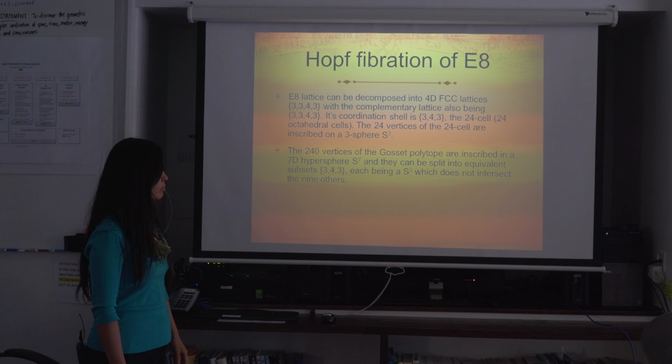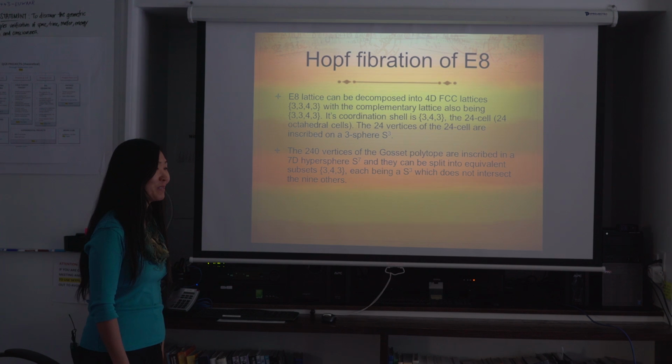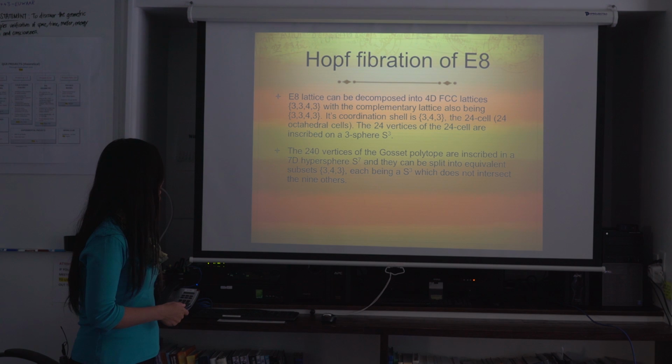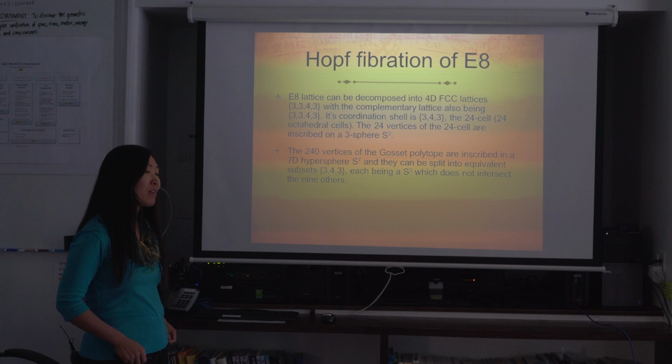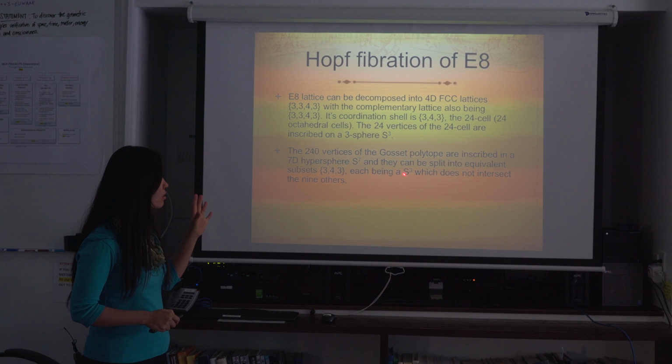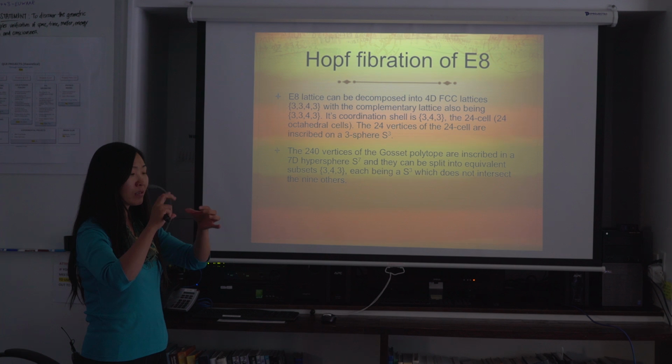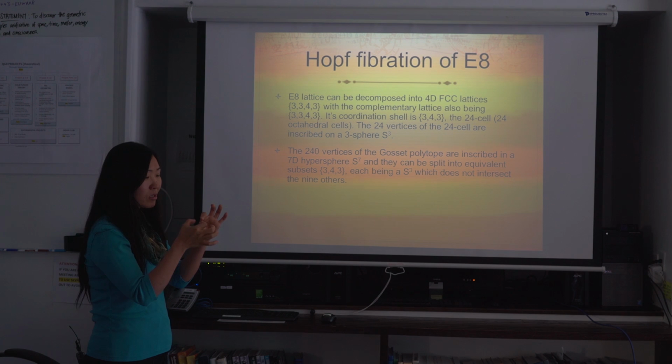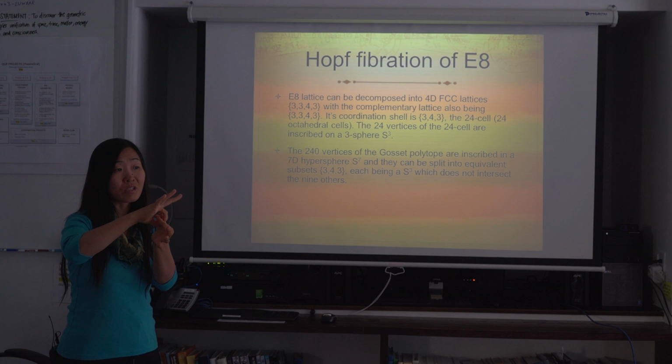Yes, 24-cells. I could see the track okay. The 24-cells, okay, cool. So it's really nice, right? It's equivalent. So the Gosset polytope is equal to 10 24-cells. Yes. And each of these is a three-sphere which does not intersect the nine others. So it's like circles: you have a circle like this, you have another circle like this, and they don't intersect with each other.